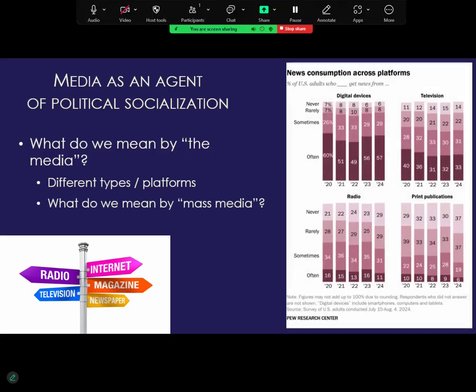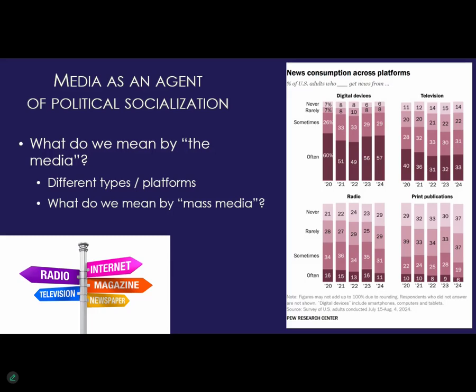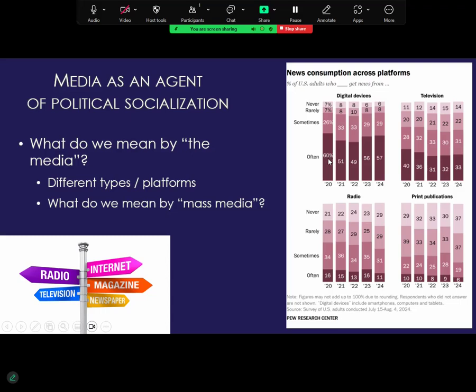This slide here shows polling data from the Pew Research Center. So here's an example of a scientific poll. This slide shows the percentage of adults who get their news from the various sources of mass media. And as you can see, the highest source of news is through digital devices. They're in the top left corner. The largest segments of the population over the past 4 years have relied on news from digital devices.